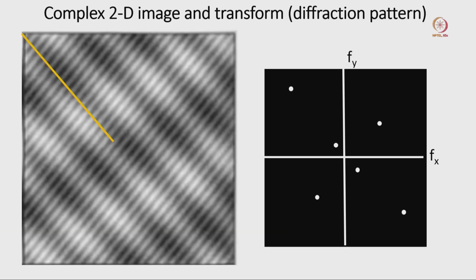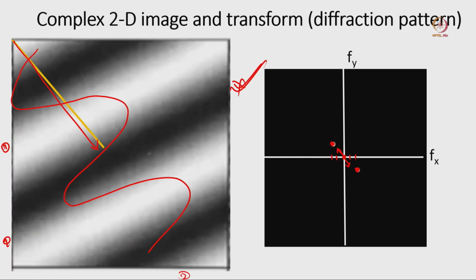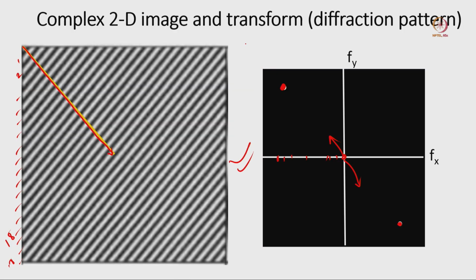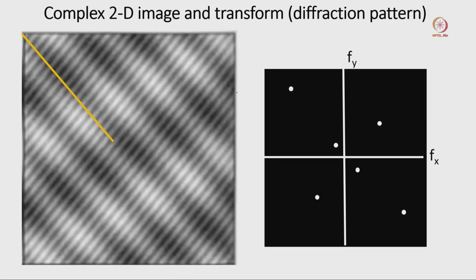Now you can see we are getting a much more complicated wave. This is your first image and this is your second image. We are merging them and we are getting the resultant image.